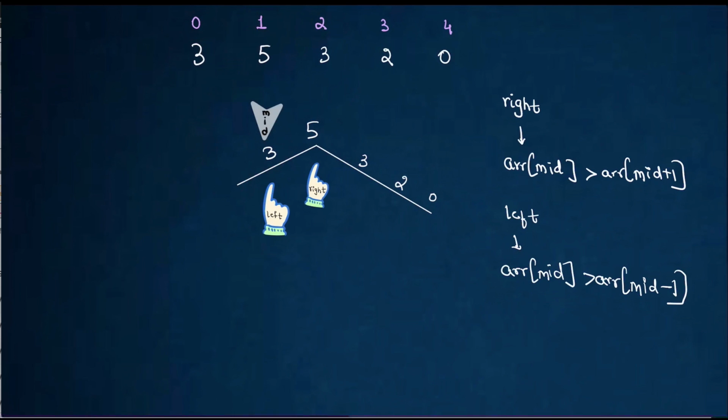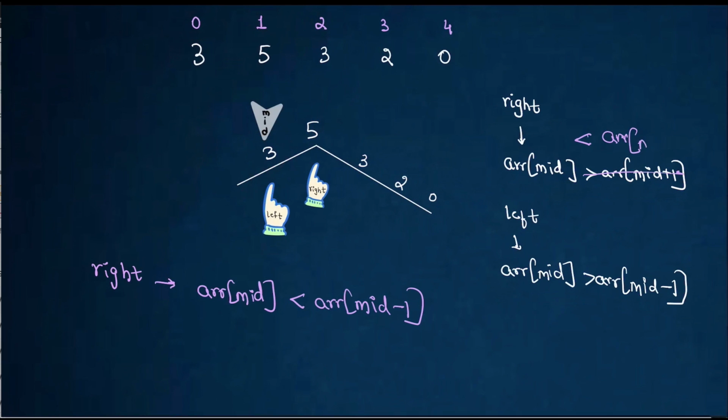So instead of checking array of mid greater than array of mid plus 1 when updating right pointer, what we could instead do is we can just flip this condition and say if we need to update the right pointer, if array of mid is less than array of mid minus 1. So we can flip this and write if array of mid is less than array of mid minus 1.